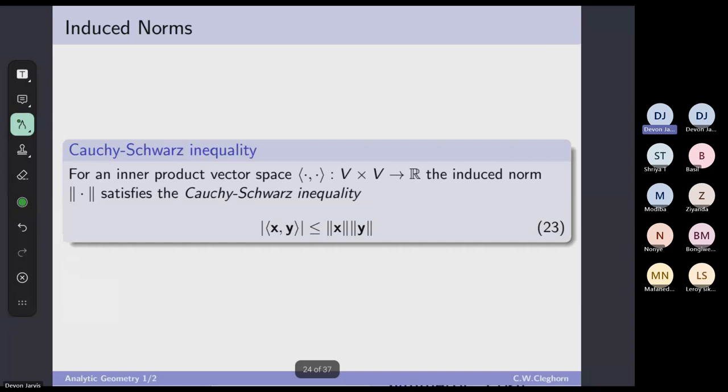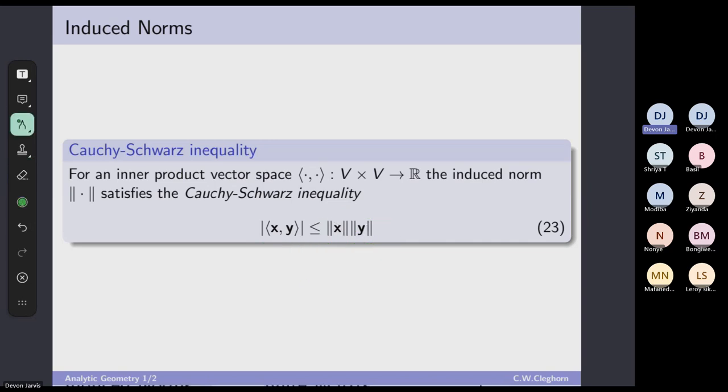What is more important with these induced norms is the Cauchy-Schwarz inequality. So for an inner product on a vector space, again just taking in two vectors from V and giving us a scalar, the induced norm must satisfy the Cauchy-Schwarz inequality. That is to say that if we apply the inner product on x and y and take the absolute value of this, then it is always going to be less than or equal to the norm of x multiplied with the norm of y.